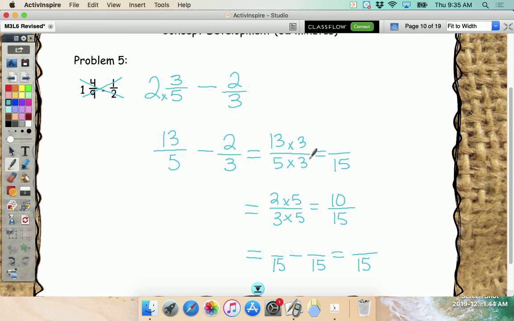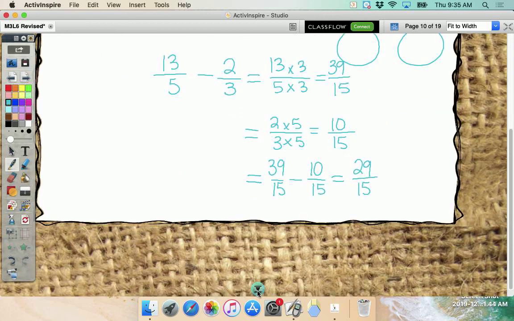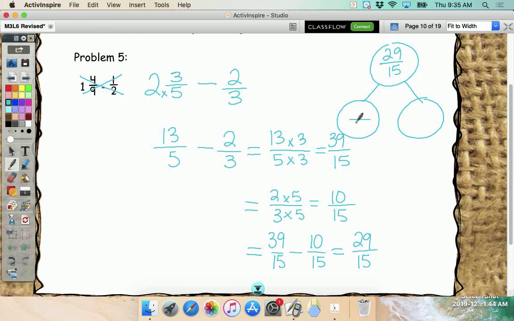Ooh, this is a big number. 13 times 3, 39. So I have 39 minus 10. Uh-oh. That's an improper fraction, isn't it? So how am I going to figure this out? I can do a number bond, or I can just write it on the next row. If you'd rather just write it on the next row. Okay? I like the number bond.